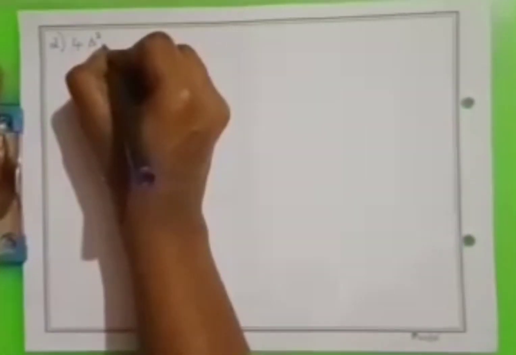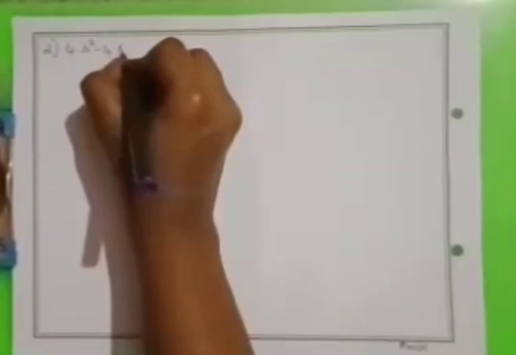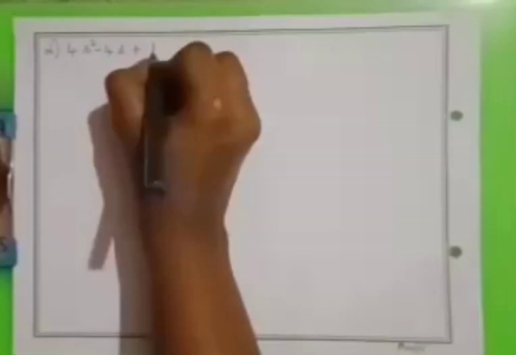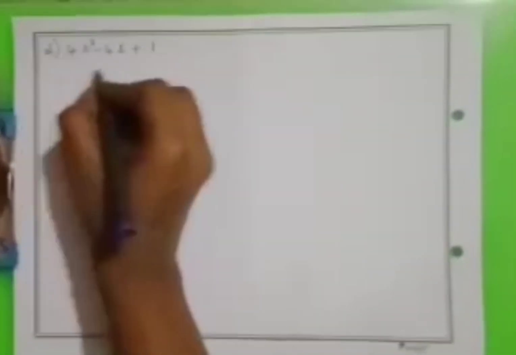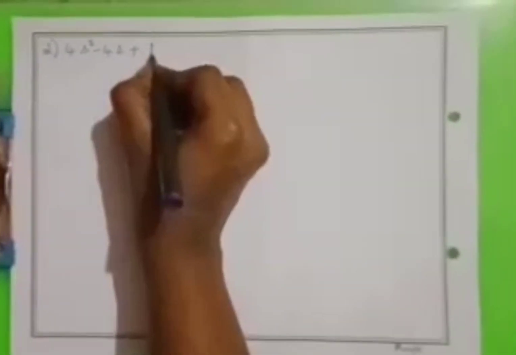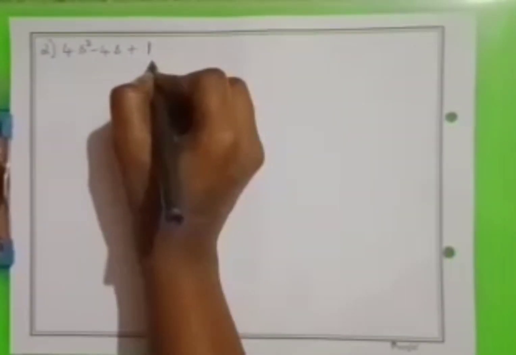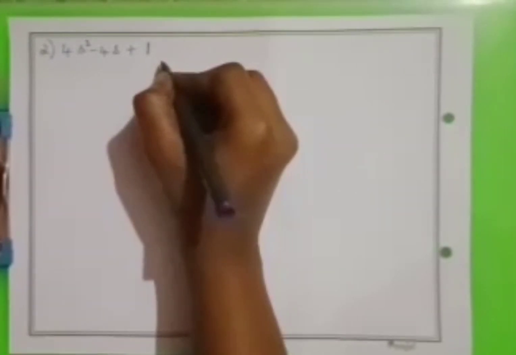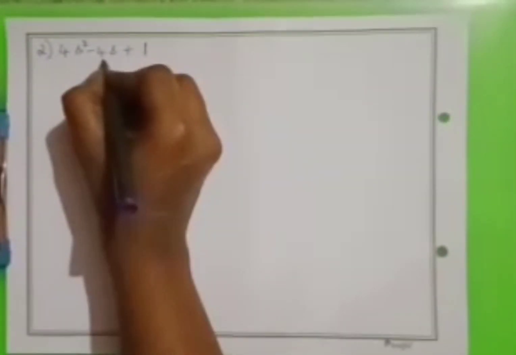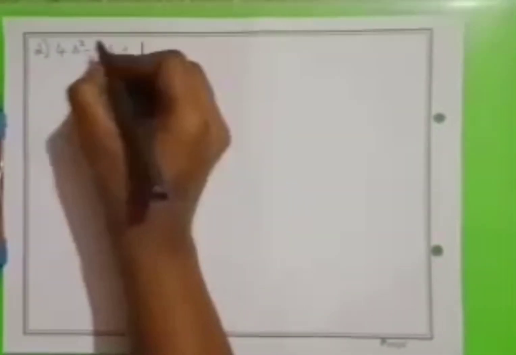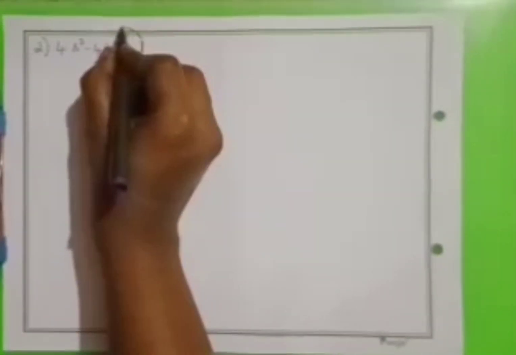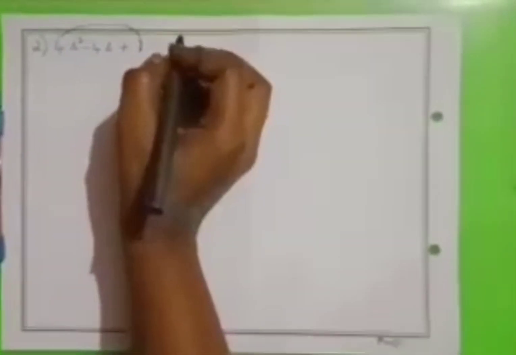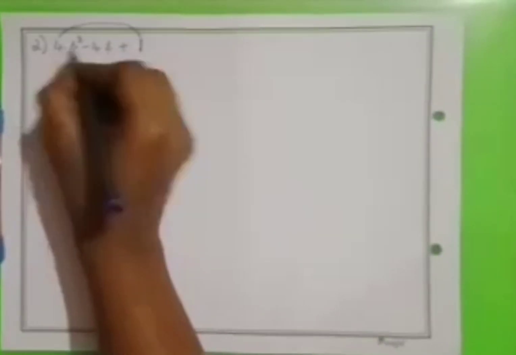4s square minus 4s plus 1. Now our last term, that is the constant term, is 1. Now the multiple of 1 remains 1 into 1. So either you add or subtract, we won't get the middle term. So in such a case, we should multiply the last term with the first term. So 1 into 4 is 4.